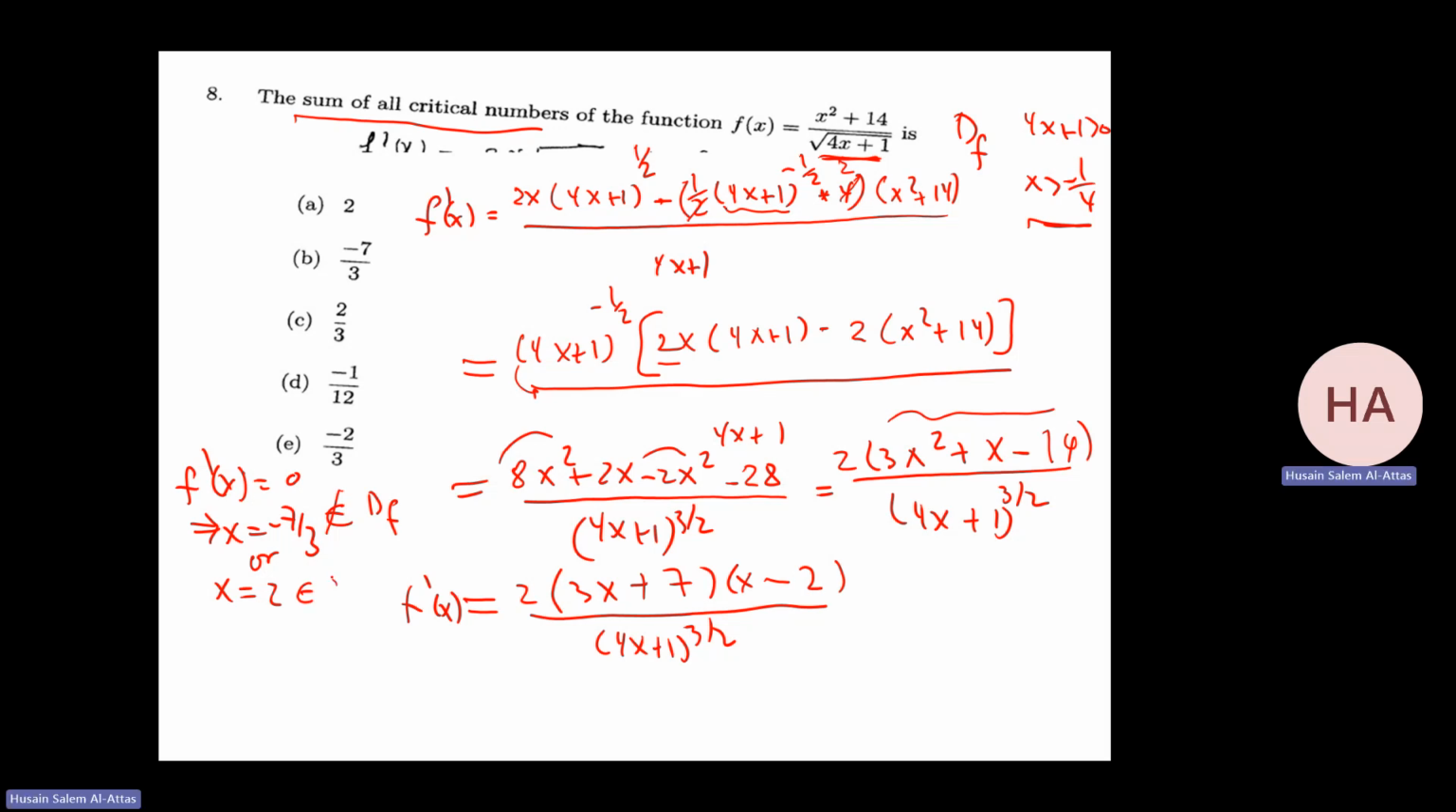x equals 2 is in the domain of f? Yes, in the domain of f. So this is a critical number. f prime does not exist implies x equals minus 1 over 4. Does not belong to the domain of f.